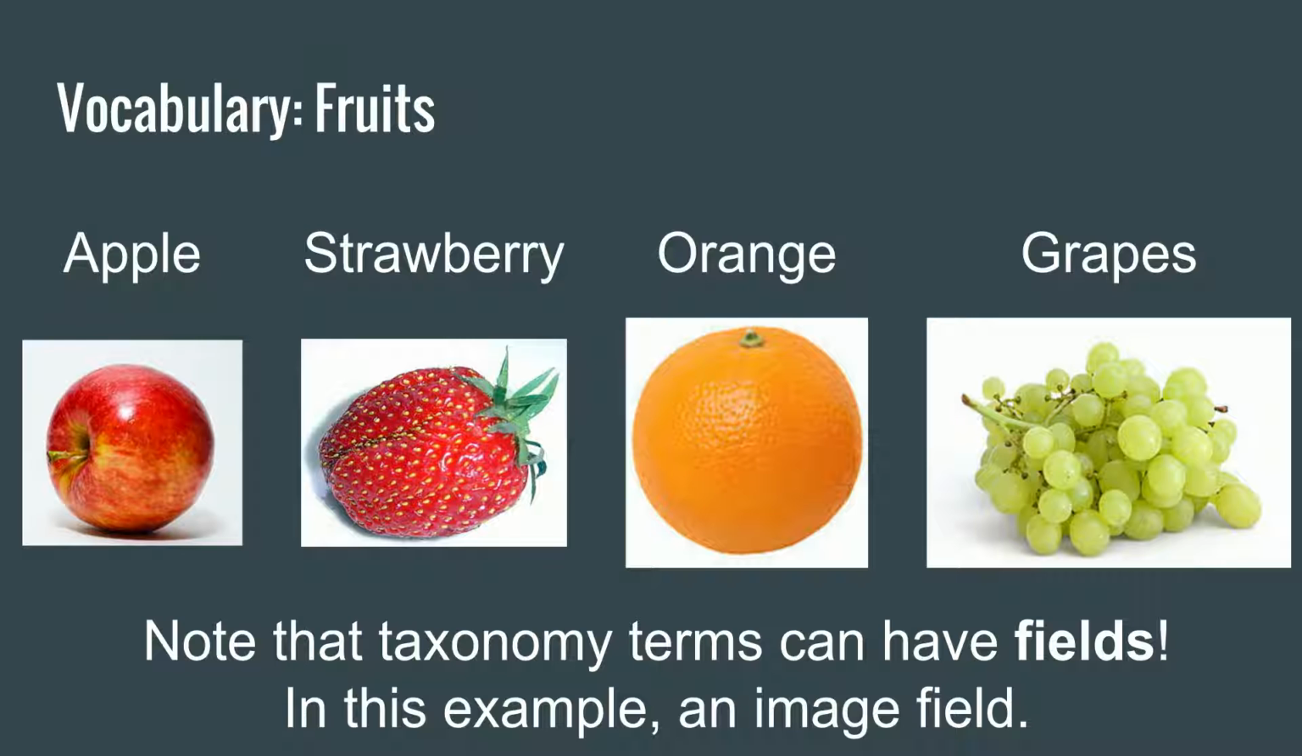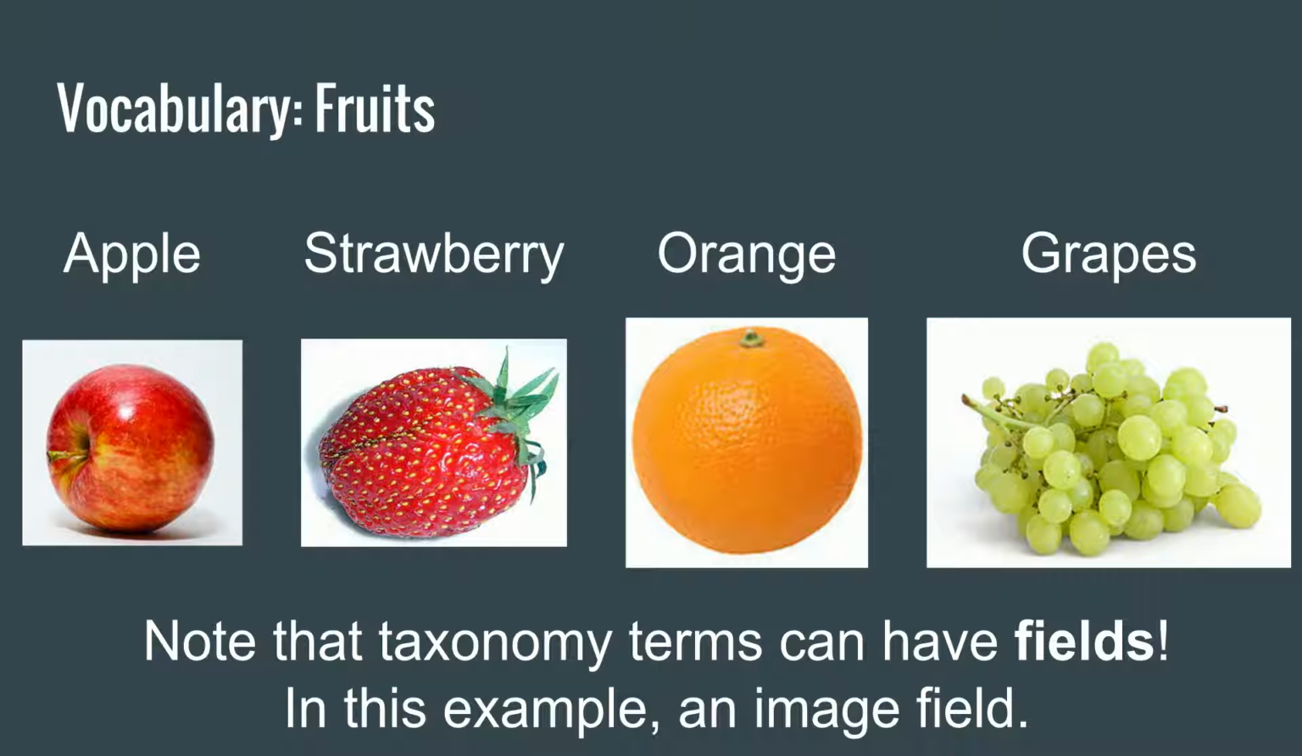In this case, I have a vocabulary called fruits. That vocabulary has the terms apple, strawberry, orange, and grapes. As you can see here, in addition to the name itself, I also have an image. So taxonomy terms can also have fields. So we start reusing the same concepts. Nodes can have fields, content types can have fields, users can have fields, taxonomy terms can have fields. And everything that I said about fields applies to all of these things. You can have validation criteria, different types, and so on.